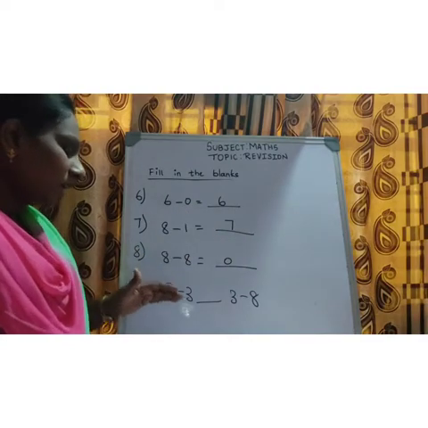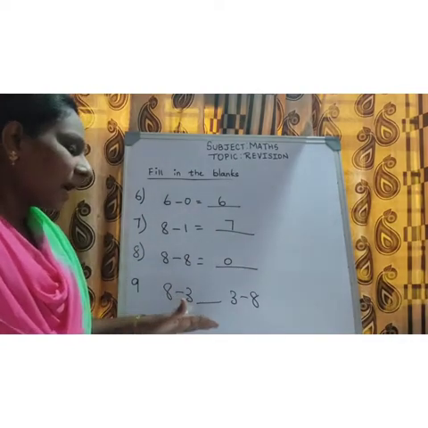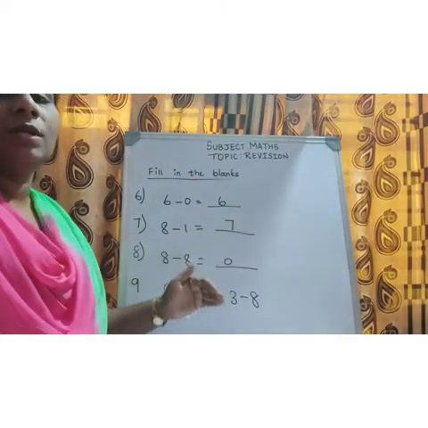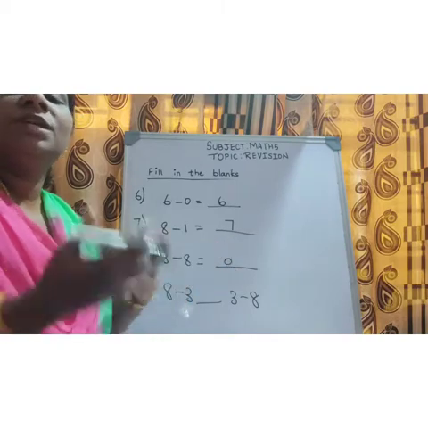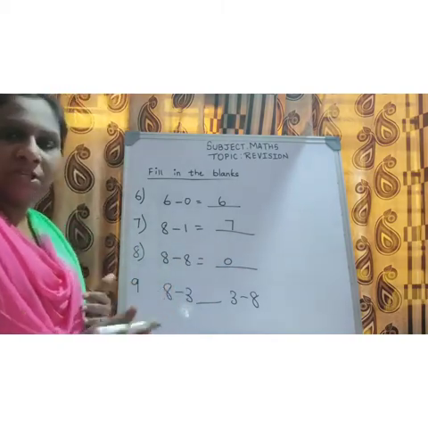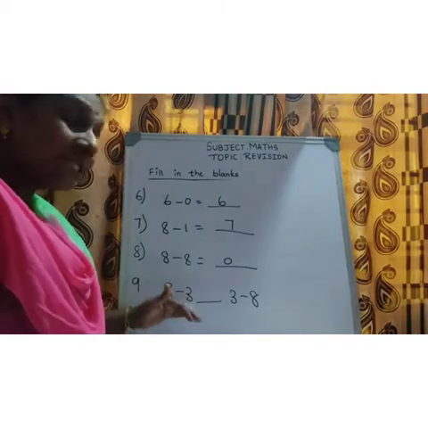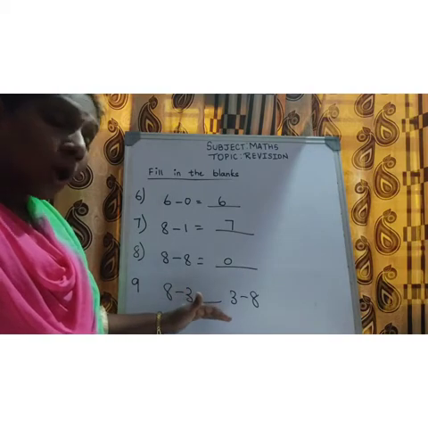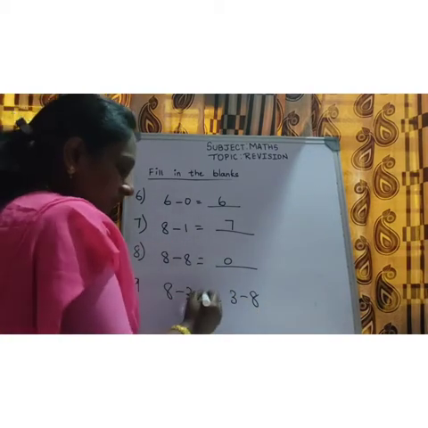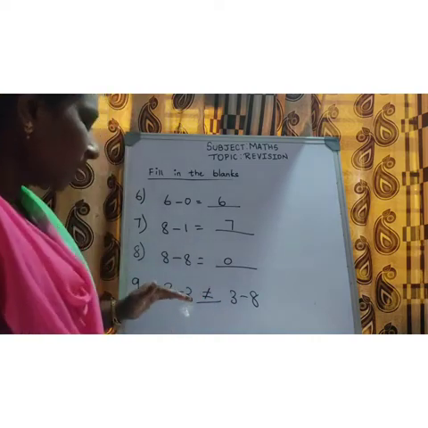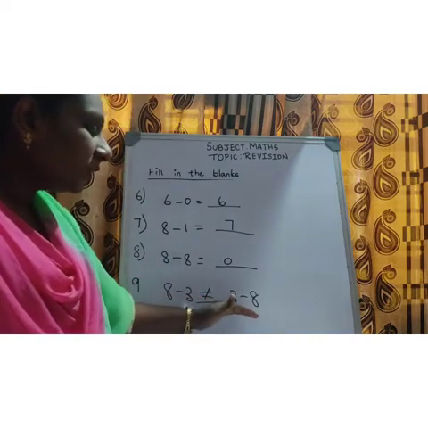The next one is 8 minus 3 and 3 minus 8. We have learned that 8 plus 3 equals 3 plus 8. Even if you interchange the numbers, the answer remains the same. In addition, we have learned this. In the same way, in subtraction, 8 minus 3 is not equal to, this is the not equal sign, children, 3 minus 8.